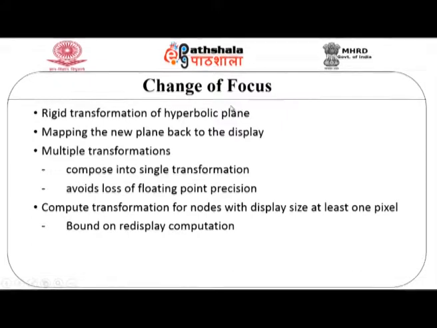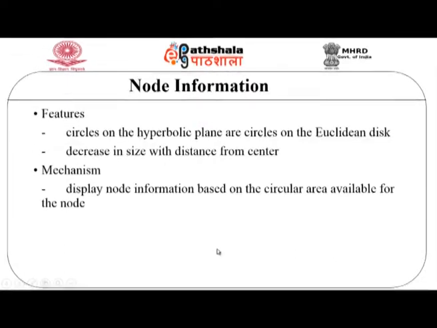If you look at the change of focus issue, it is a rigid transformation of the hyperbolic plane, mapping the new plane back to the display. There are multiple transformations which compose into a single transformation and avoid the loss of floating point precision. We try to compute the transformation for nodes with a display size of at least 1 pixel, and it is a bound on redisplay computation.